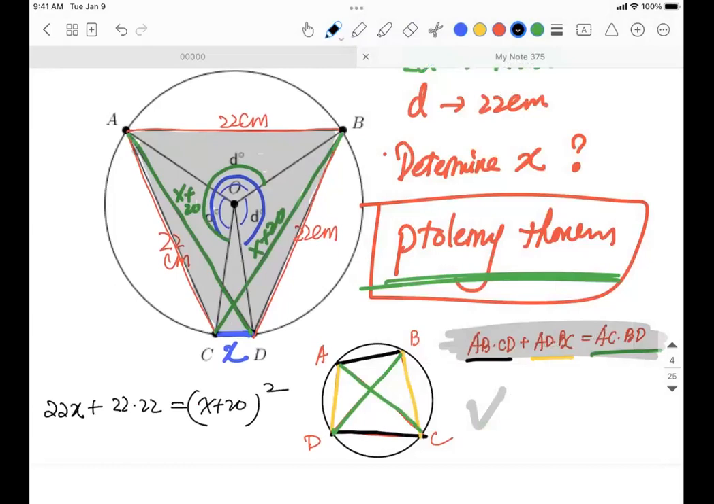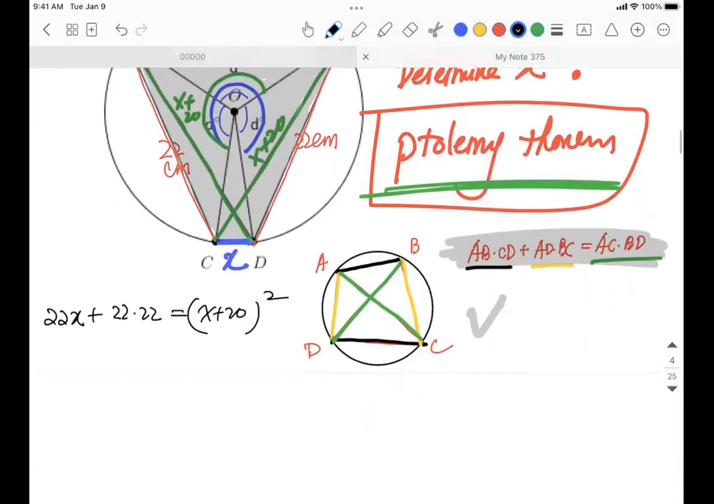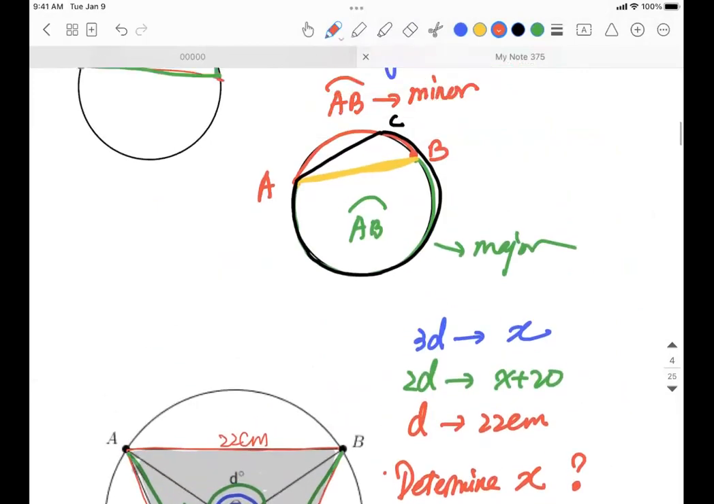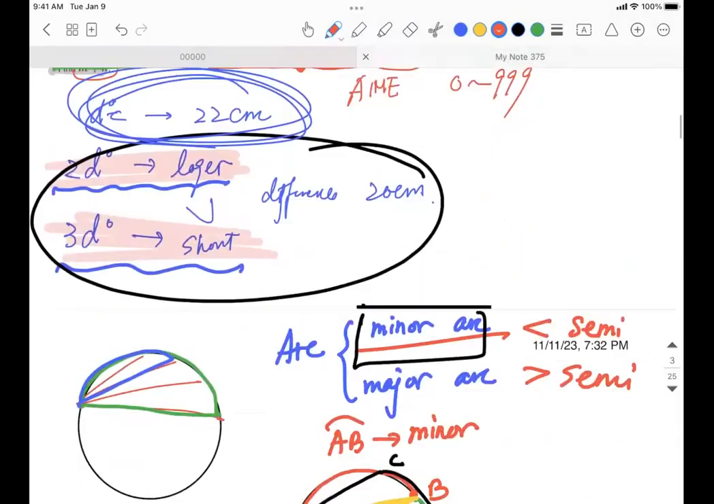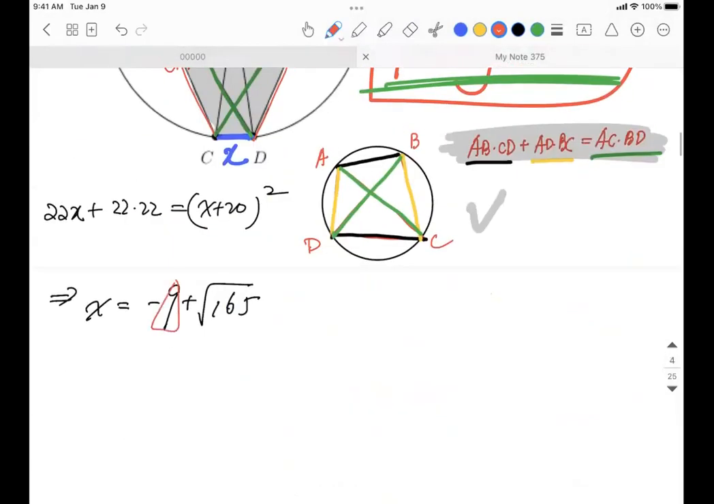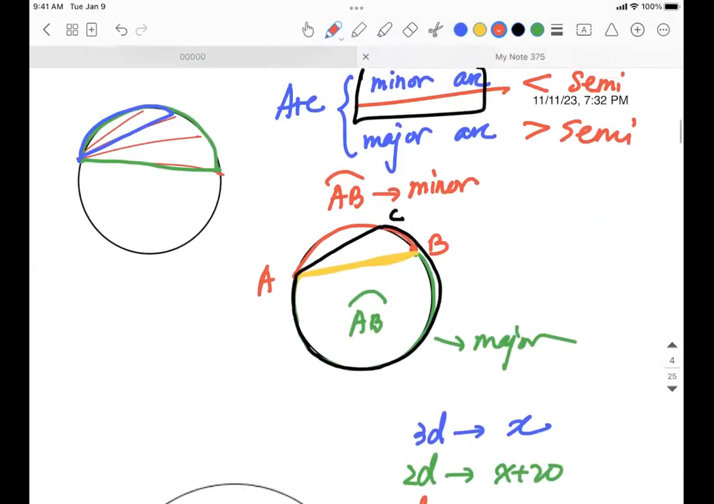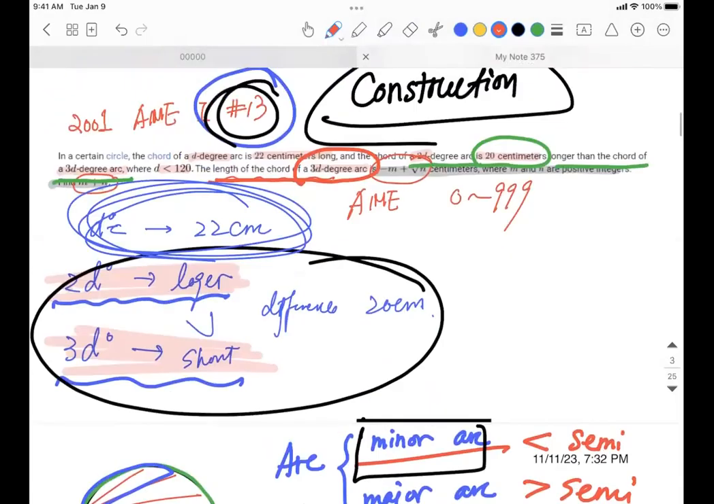With all of this, what can I do? I just have to solve it, right? Find out the value of x. x will be minus 9 plus the square root of 165. So one is going to have m, the other one is going to have n. So what is m, what is n? This is your m, this is your n. Adding them together, you get what you need. You see? It's so easy, right?